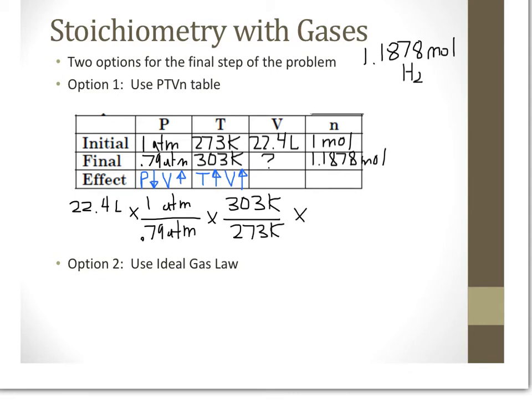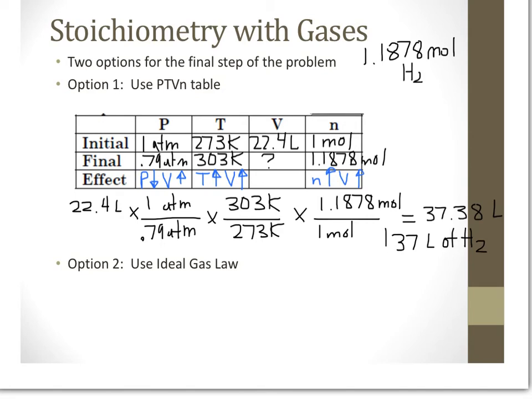And finally, the number of particles went up, and that would cause volume also to go up. So for our number of particles, we will have 1.1878 moles on the top and 1 mole on the bottom. And you would simply multiply that out. And I found that that would be 37.38 liters, or with two significant figures, just 37 liters of hydrogen. So that's one way to solve the problem.